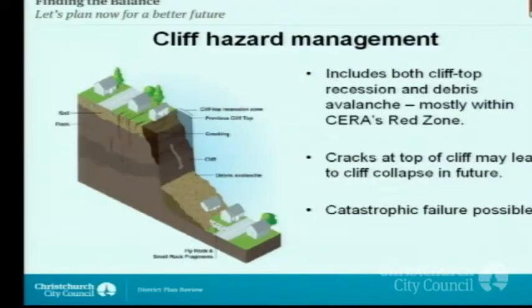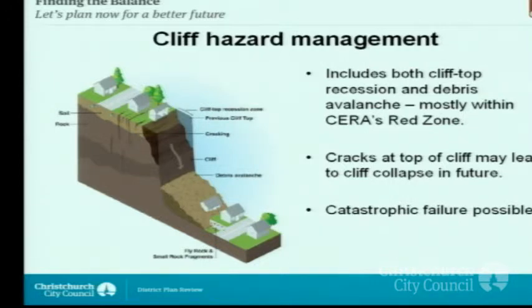So just running through cliff hazard again, this is the potential for catastrophic failure, very difficult to predict when this might happen, and also difficult to mitigate. It can affect both the top of the cliff, and in the diagram you can see the cracking and the potential crumbling of the cliff face, and the debris avalanche at the base, which can also engulf buildings.